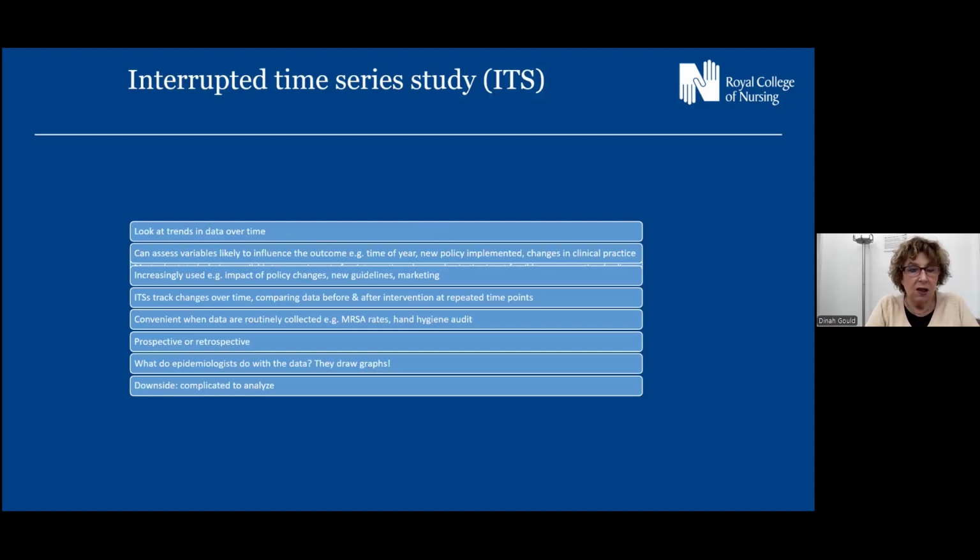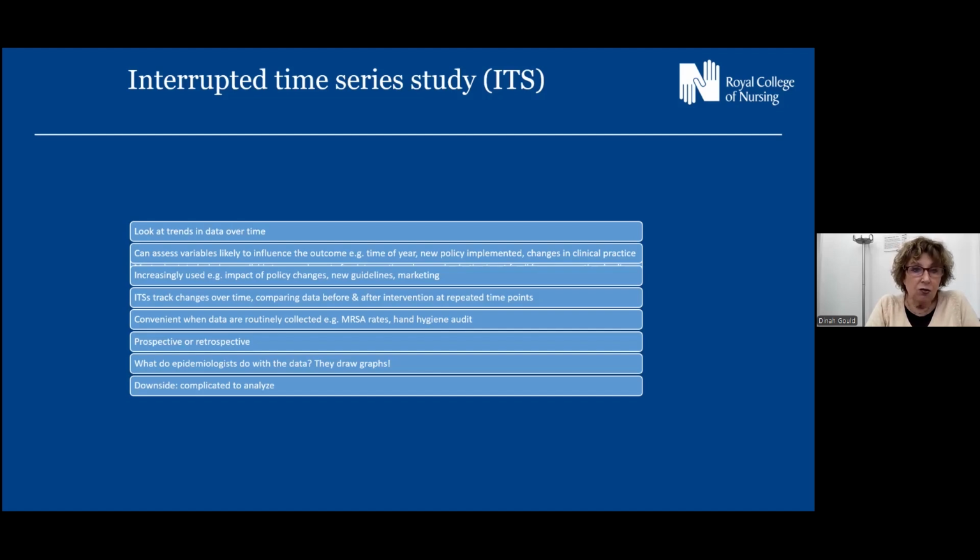Interrupted time series studies look at trends in data over time. They're advantageous because we can assess variables, factors that are likely to influence the outcomes of an intervention over time. This is particularly useful in infection prevention, where time of the year, seasonality might affect findings, where sometimes a study has to go on for a long time, new policies might be implemented, there might be changes in clinical practice. Interrupted time series studies are becoming increasingly popular. We use them to look at the impact of policy changes, new guidelines being introduced. They're used outside of research, in marketing research as well.